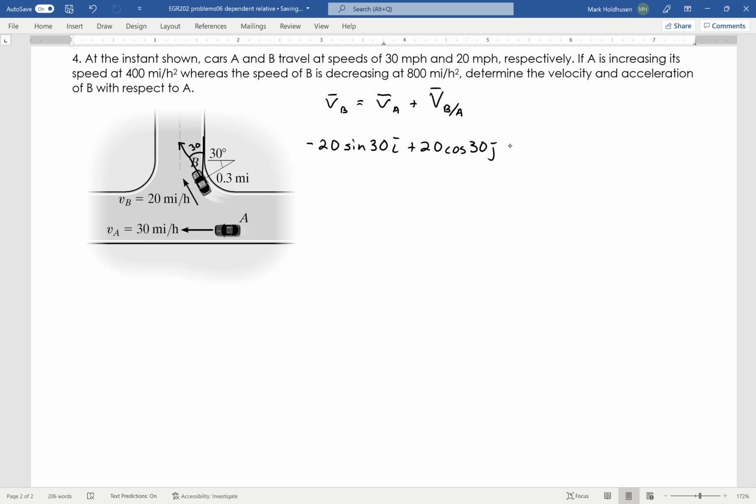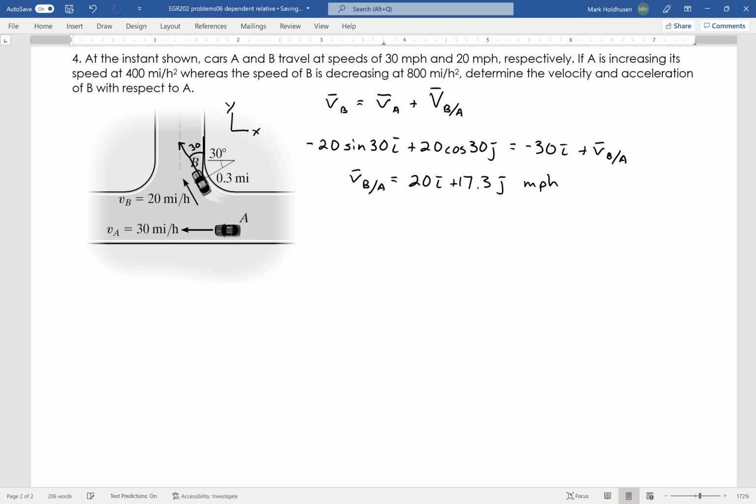The velocity of A is very simple. It's going in a straight line in the negative x direction. I should say, again, we're going to assume our standard xy axes like this. So that's traveling in the negative x direction at 30, equal to negative 30i plus the velocity of B relative to A. Solving that very simple vector equation, I can find the velocity of B relative to A equals 20i plus 17.3j, and that's going to be miles per hour.